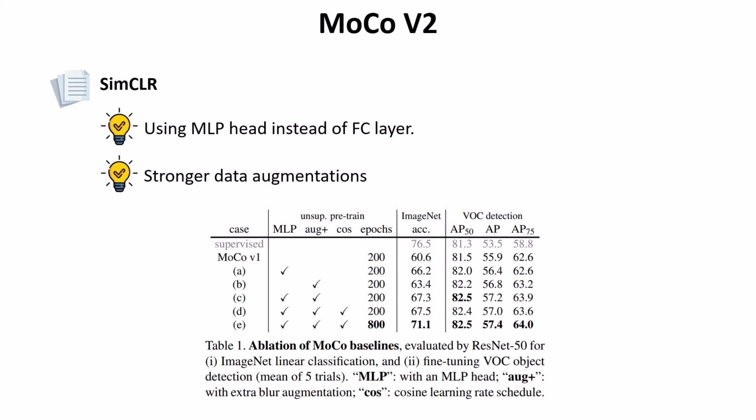And also we can add a cosine learning rate schedule as proposed in SimCLR to make it even better. And finally, by increasing the epochs from 200 to 800, we can make it 71.1. So from 60.6 to 71.1 for ImageNet accuracy. But for Pascal VOC detection, it just makes it a bit better, from 81.5 to 82.5. And by the way, for MoCo version 1, they also did a couple of experiments on the MS-COCO dataset, but I'm not providing this in this tutorial. If you're interested, you can take a look at it.